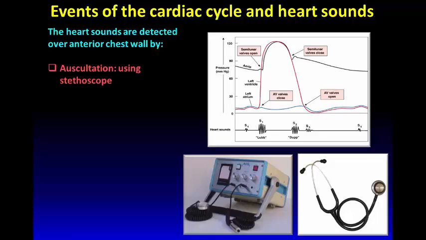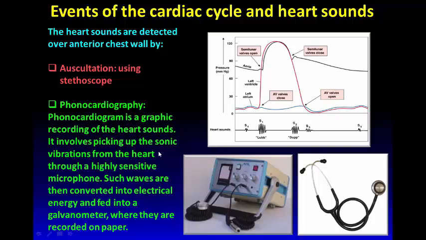The heart sounds are detected over the anterior chest wall by auscultation of the heart using the stethoscope or by phonocardiography. The phonocardiogram is a graphic recording of the heart sounds using a machine which is known as the phonocardiogram machine. This machine picks up the sonic vibrations, the sound vibrations which are produced in the heart, using a highly sensitive microphone.